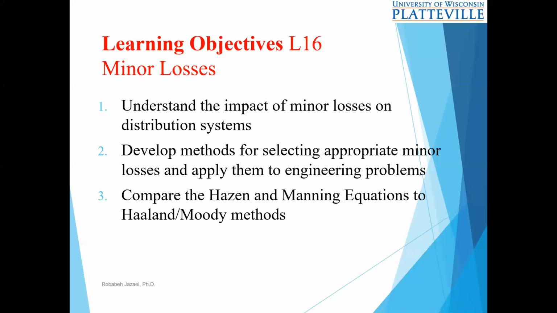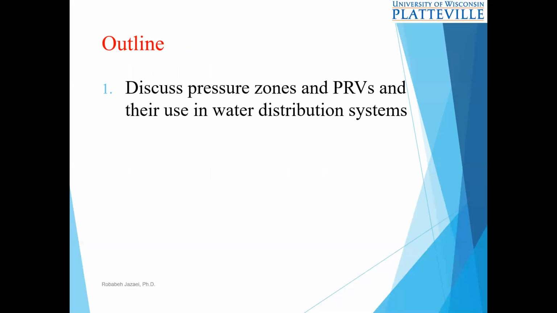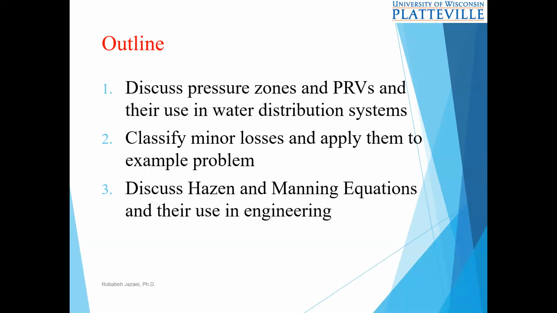And the third objective is to learn about the Hazen-Williams and Manning equations. This is very important and very applicable, especially in the FE exam. All right, let's see what's outlined for today's lecture. First, we discuss pressure zones and PRVs and their use in water distribution systems. Second, we are going to classify minor losses and apply them to an example problem. And at the end, we discuss the Hazen-Williams and Manning equations and their use in engineering.